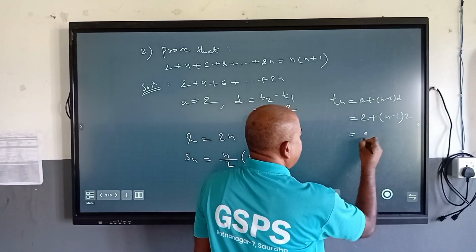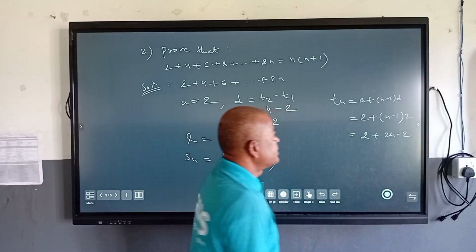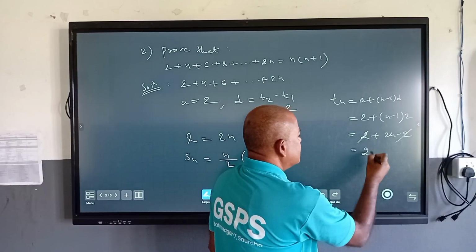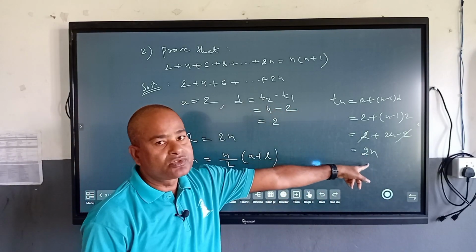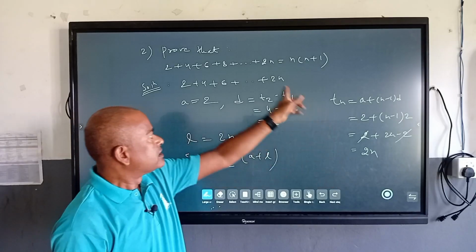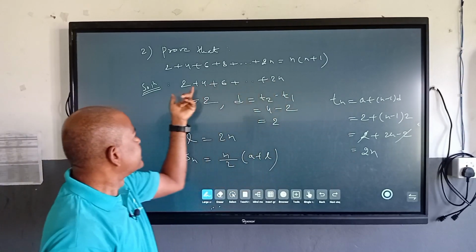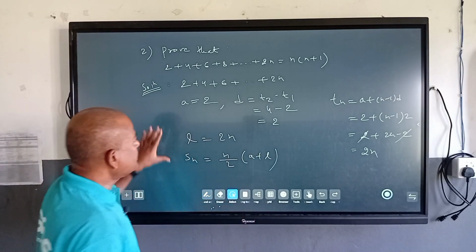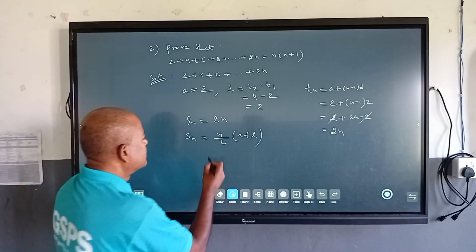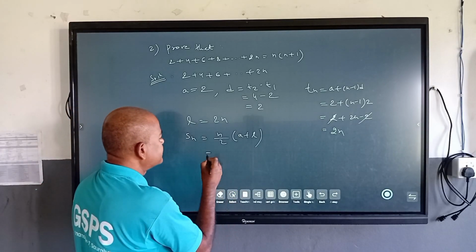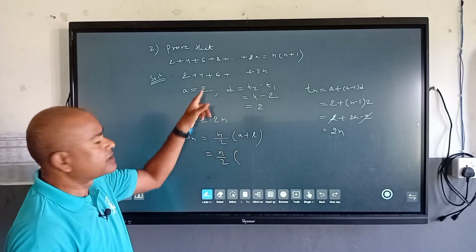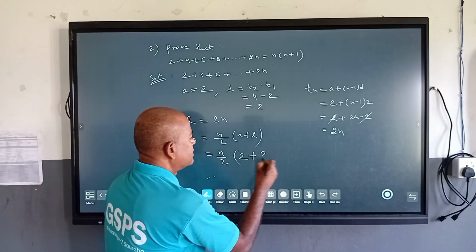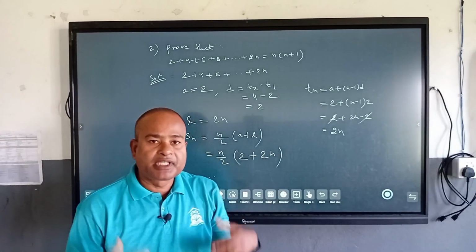So dear students, by using the formula of Tn, we get the general term of the given series equal to 2n, 2 times n. So this is the general term, which is the last term of the given series. Dear students, now let's put the value of the first term. The first term is 2, and the last term is 2n, which is also the general term of the given series.